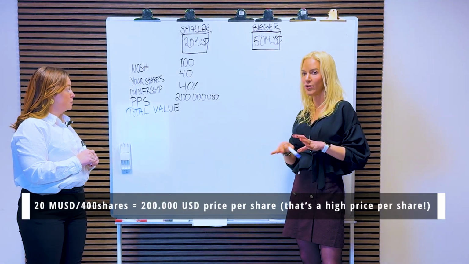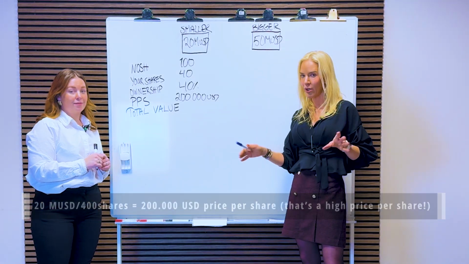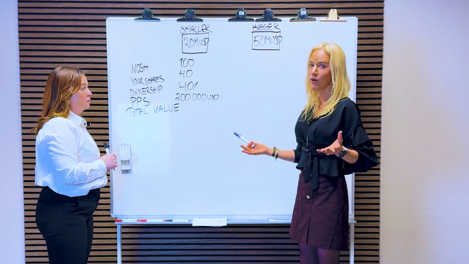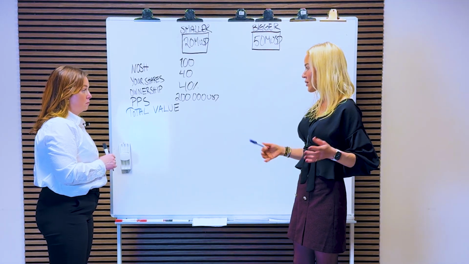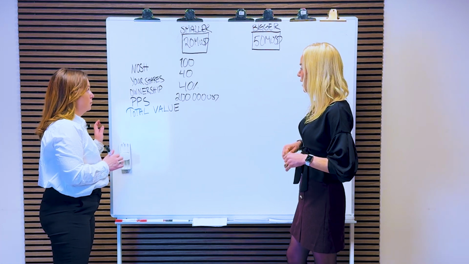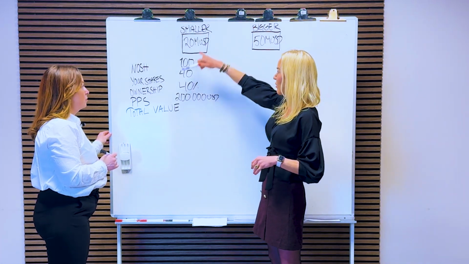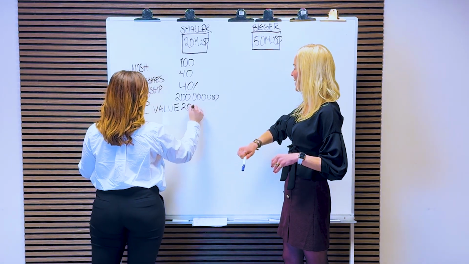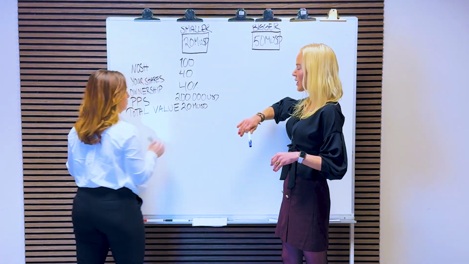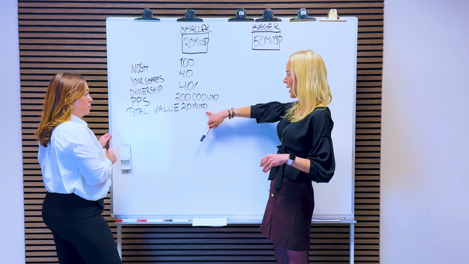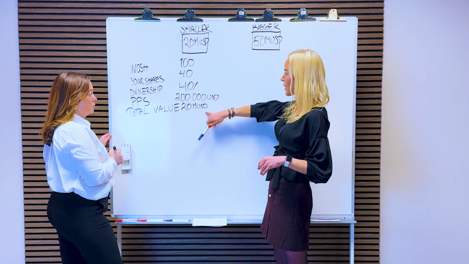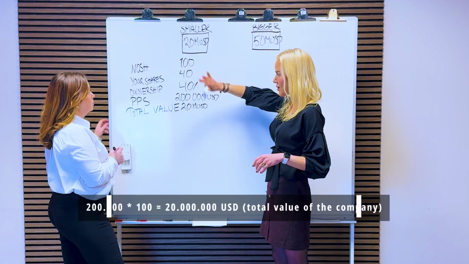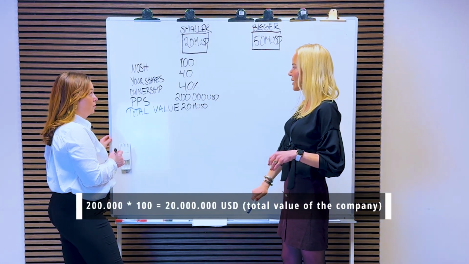So a very, very high price per share. And we're doing that to illustrate this example. We're going to bring it home for you. And in particular in a private company, it's fully plausible that you have a high value per share. And the total value of the company, well, we know that already. So that's 20 million. And just to count backwards, in order to find out the total value of the company, we take the price per share times the number of outstanding shares. So everything adds up.